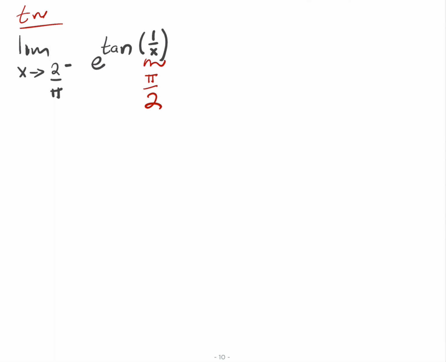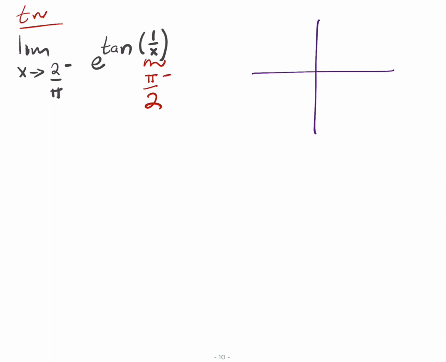So in this case, x is approaching 2 over pi from the left. So 1 over x is approaching pi over 2 from the left as well, right? Does that make sense? Yes or no? Yes. Okay, let's think about it a little bit more because I hear yeses and I hear nos and I hear I don't knows.